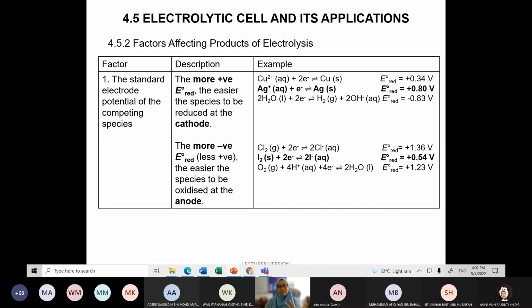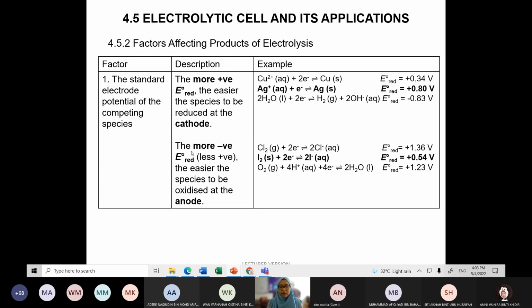These are the factors that you have to take into consideration when you perform an electrolysis process. The first one is the standard electrode potential of the competing species, the electrode potential of the species involved in the electrolysis. The description of it: the more positive the E0 reduction, the easier the species to be reduced at the cathode. So these two are very important.